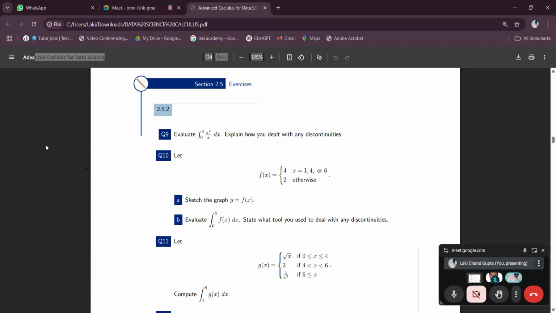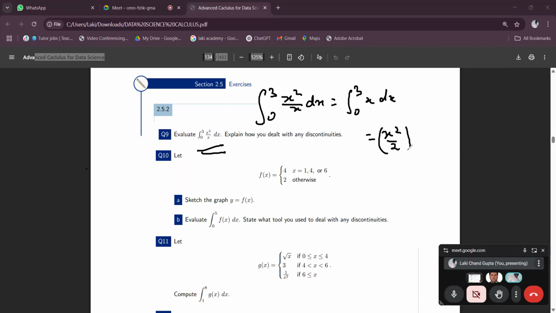Here x square over x is there. How can you integrate this? X squared over x. You can simplify it. So one x cancels.